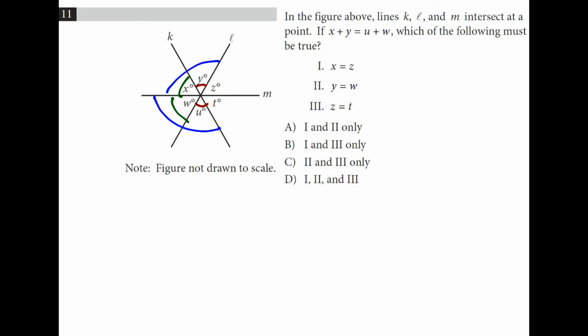And we can further say that x and t here are vertical angles, and w and z are vertical angles. So if you track the colors there, is x equal to z? Yes, they're both green. Is y equal to w? We don't know that one. Is z equal to t? Yes, they're both green. So 1 and 3 only is the best answer.